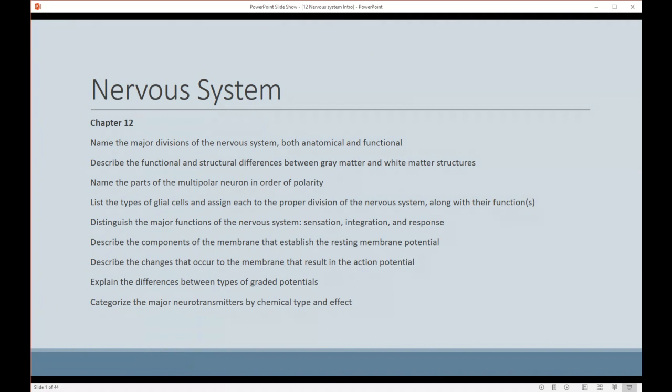Hey guys, welcome to Chapter 12, the nervous system. Welcome to our new unit.